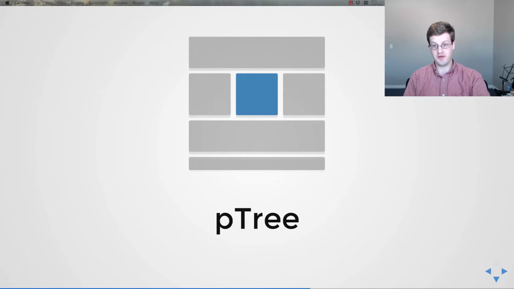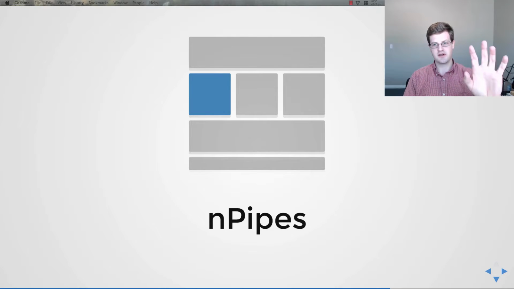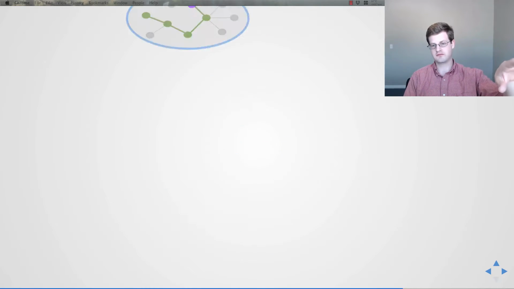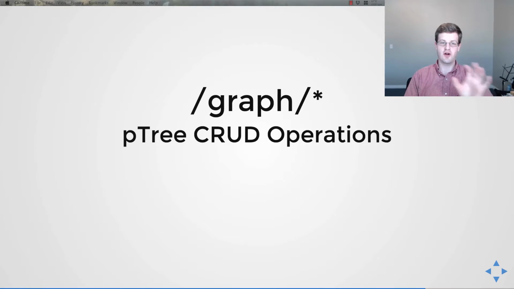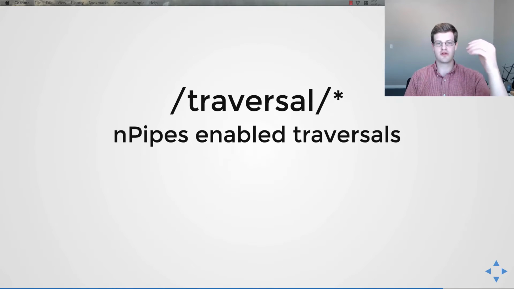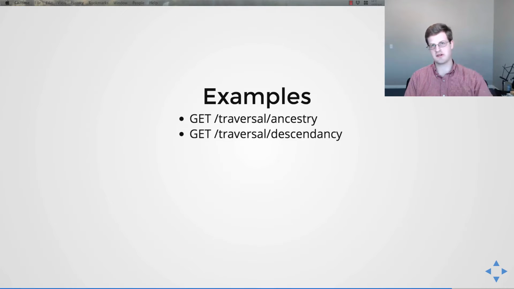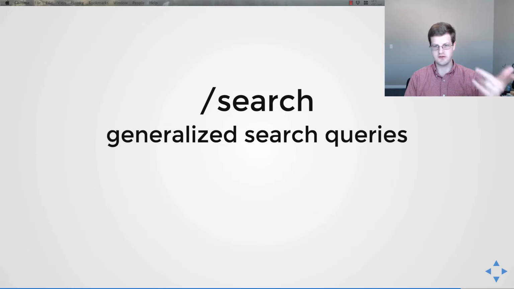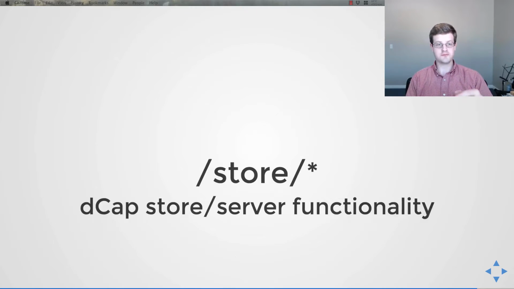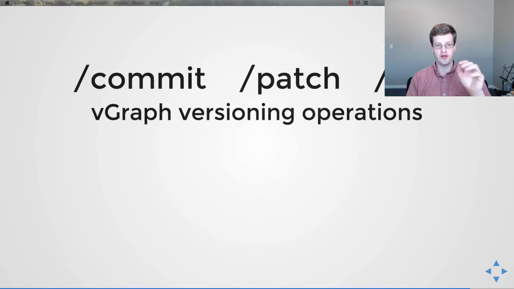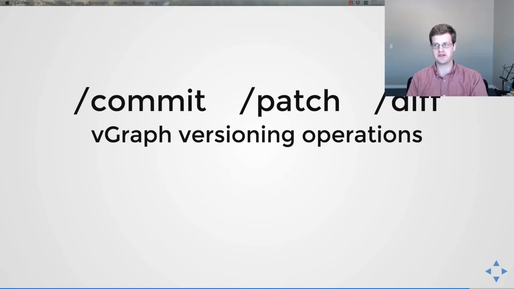So you have decap and you have ptree, and then you have endpipes, which is the cross repo bouncing, and then you have the REST API, where all the CRUD operations are mounted at graph. Here's some examples. You have traversal, which is endpipes, which has things like ancestry and descendancy. You have search, so name, place, date, relationship, other searches like that. You have commit, patch, and diff. All the basic versioning operations that you need are available.